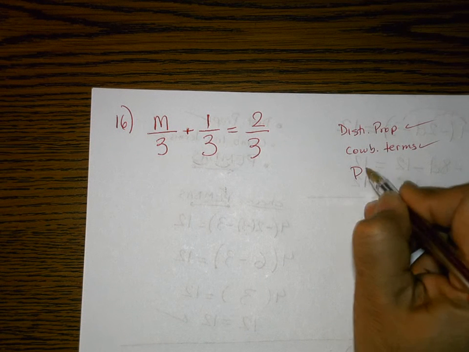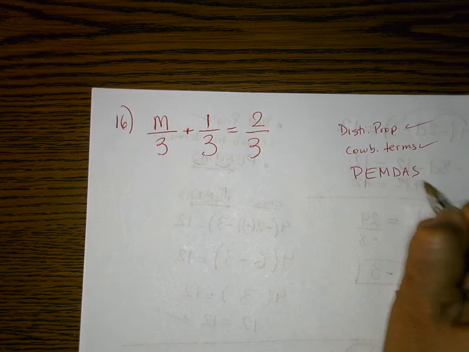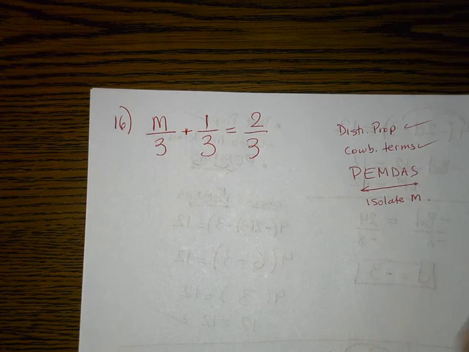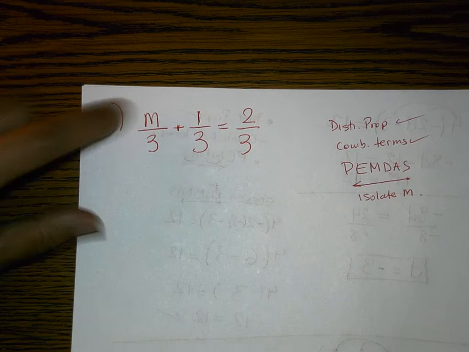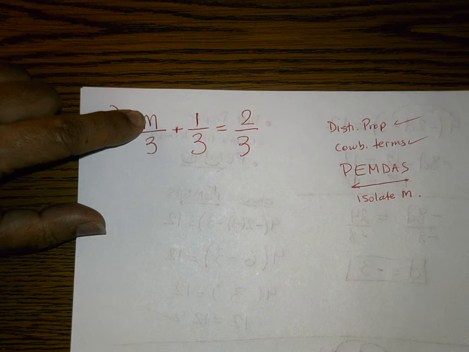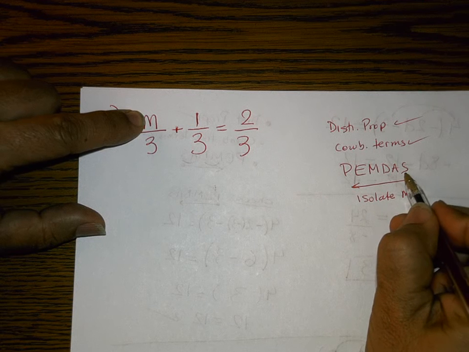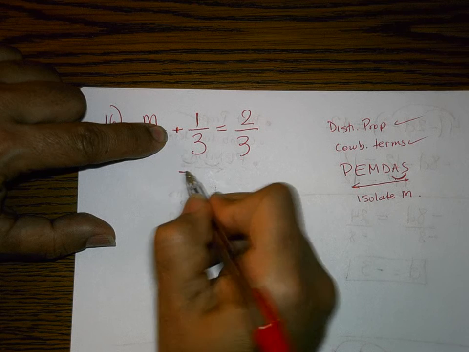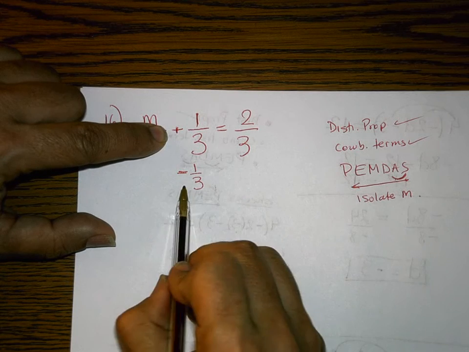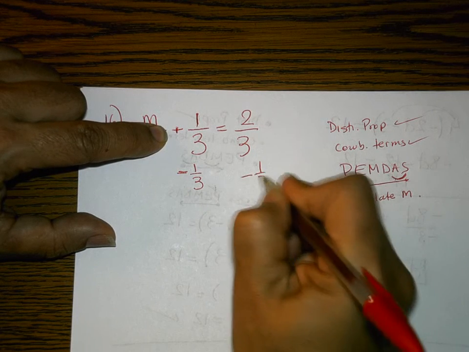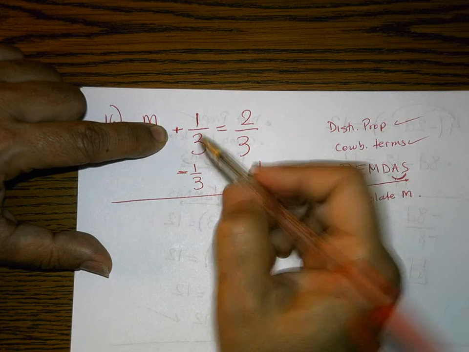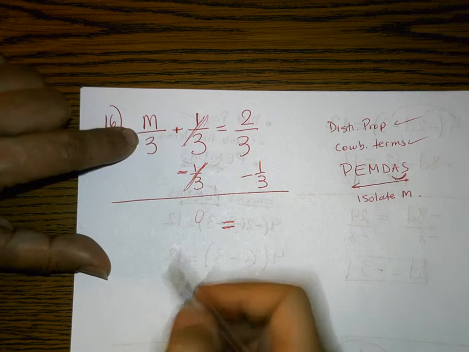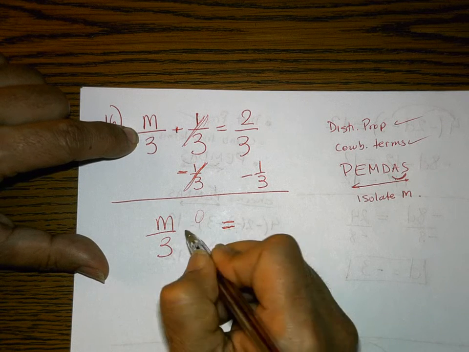Therefore, I am going to use my PEMDAS backwards. I want to isolate the letter m. That's my goal: to get this m all by itself. So let's use PEMDAS backwards. It's either subtract or add. Well, we have a positive 1/3, so we're going to subtract 1/3. If I subtract it on the left, I better subtract it on the right as well. So a positive 1/3 with a negative 1/3 is 0. That equals m over 3 plus a 0, if you want to show it.